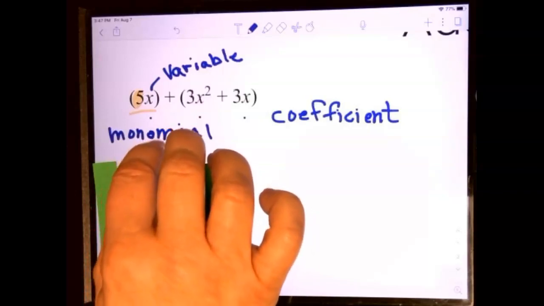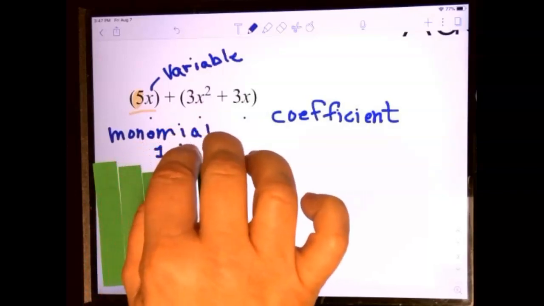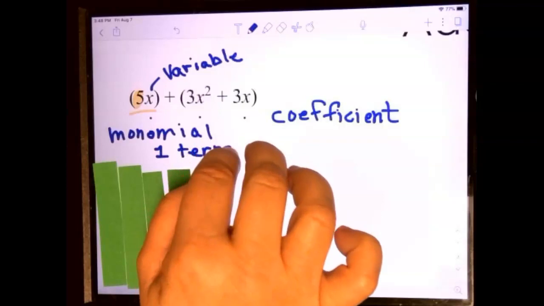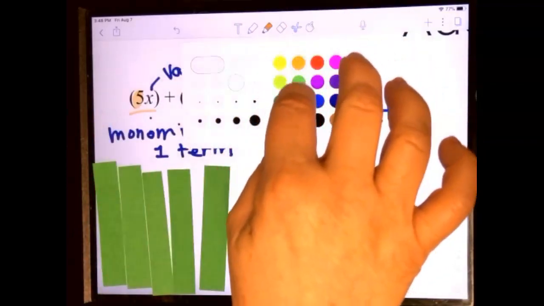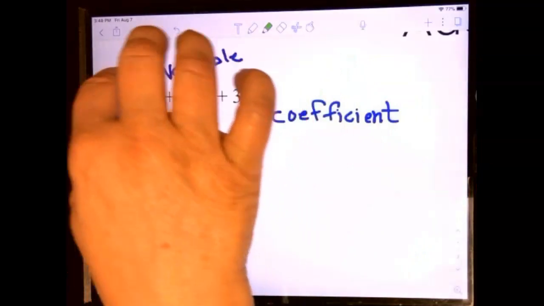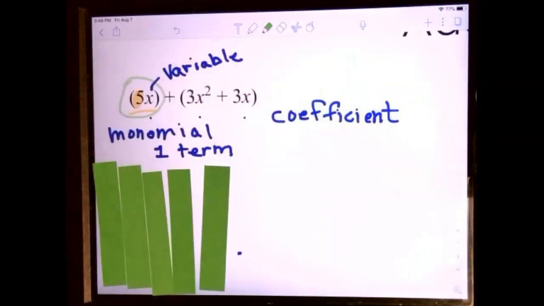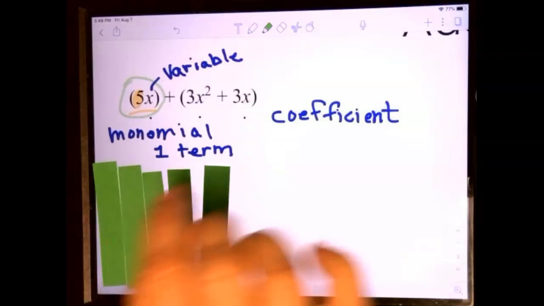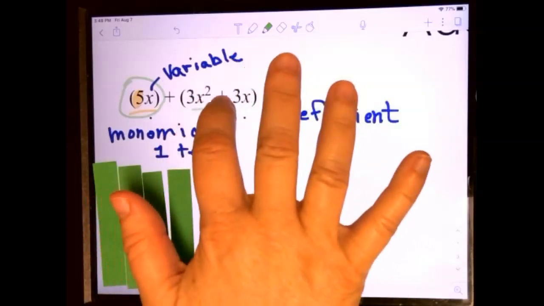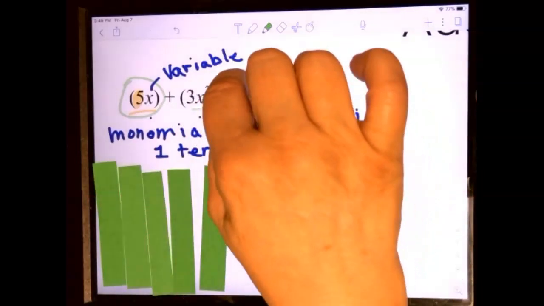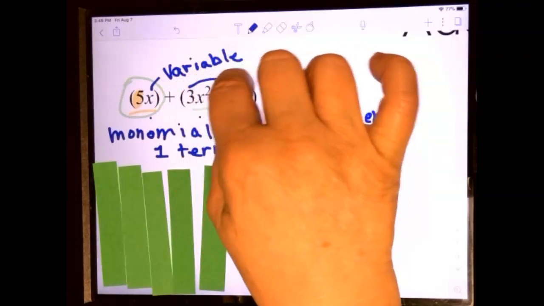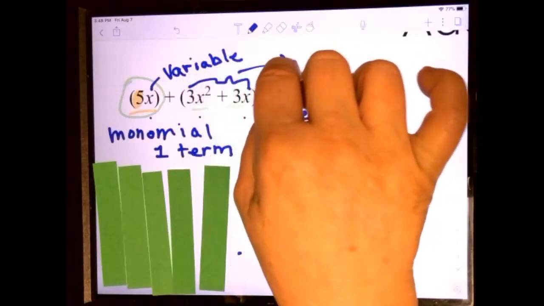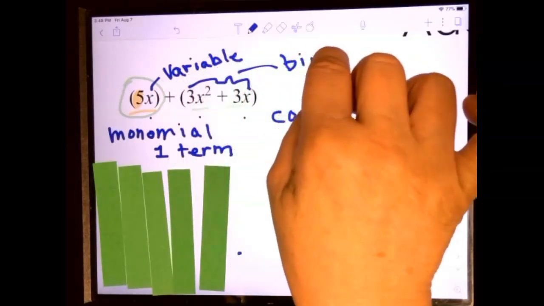Has one term. Since this is by itself, we say that it has one term and it's a monomial. So we're adding a monomial to a binomial because there are two terms in the second parentheses. So this one is called a binomial, two terms.